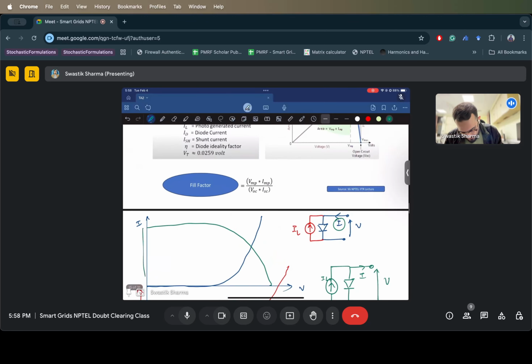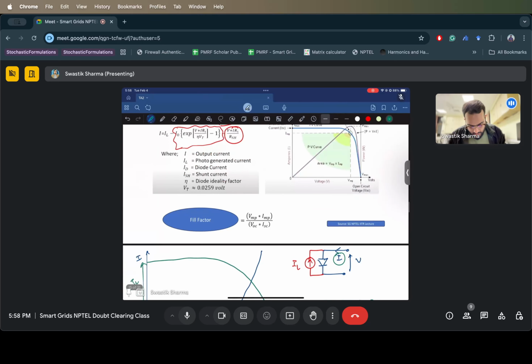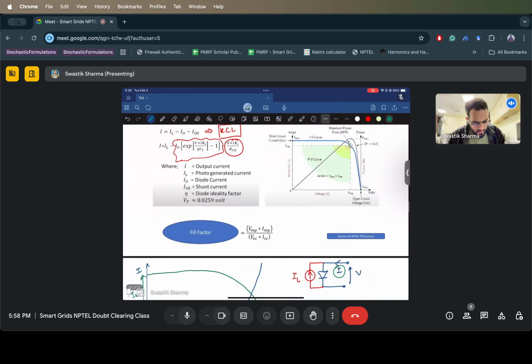So this is IL, also called your short circuit current. I'll come to how we arrive at that. So you can see this is how the graph will look. This is called your IV characteristics.